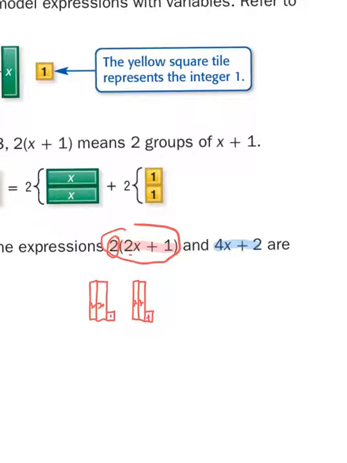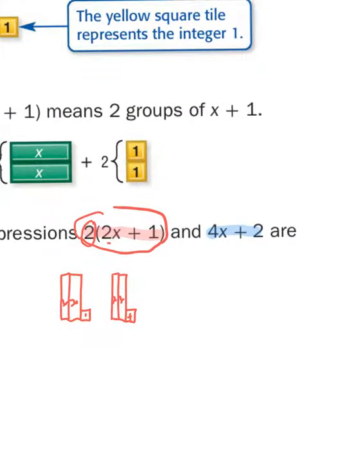Now, to see if it's equivalent, we're going to regroup them. Think of this like a messy locker. You've got x tiles and 1 tiles all mixed in together. When we regroup it, we want to put all of the x tiles together and all of the 1 tiles together. So I'm going to start by drawing these 4 x tiles all next to each other. 1, 2, 3, 4. And then I'm going to draw these 2 1 tiles next to each other. 1, 2. Now notice what we have.